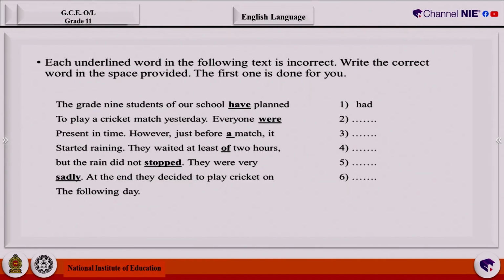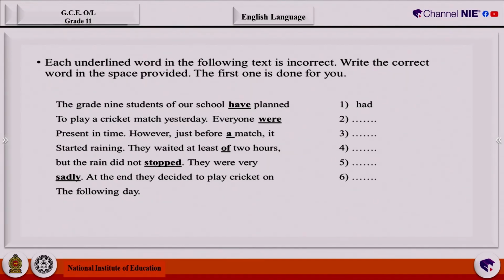So write the correct word in the space provided. The first one is done for you. So that is very helpful. The first answer is given. The grade 9 students of our school have planned. So that is wrong, because have planned to play a cricket match yesterday. So it is yesterday. So we know then have is wrong. So the correct form of the verb is had. It is given as the example answer.